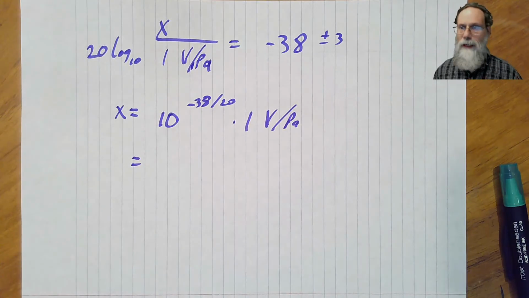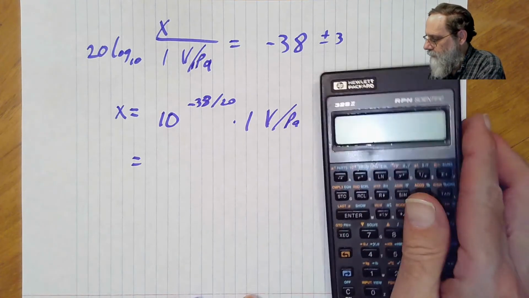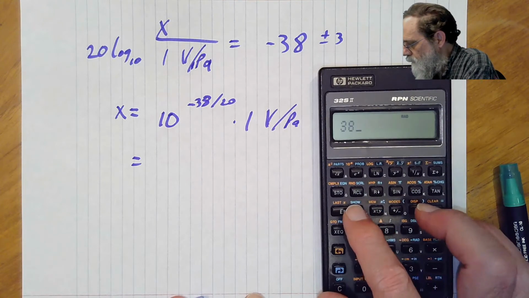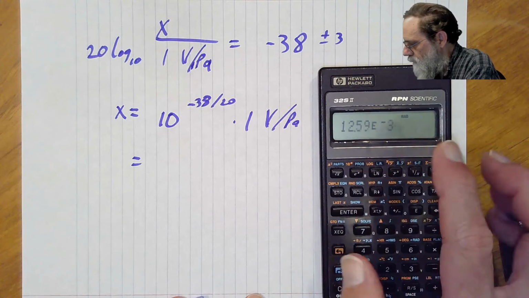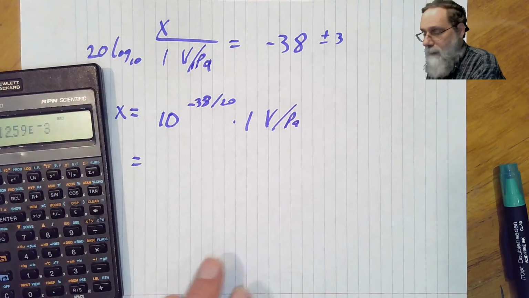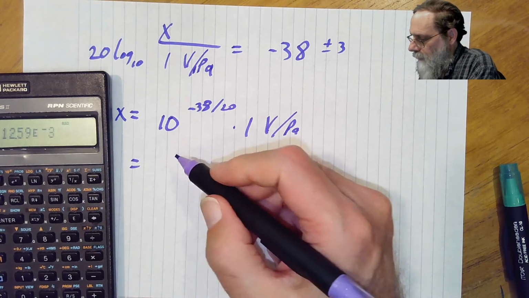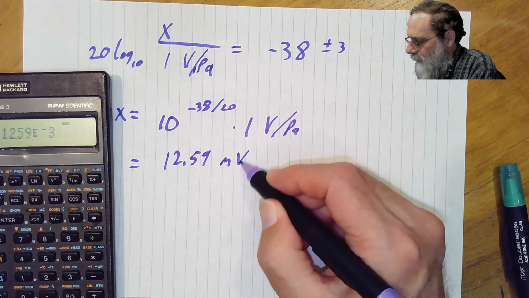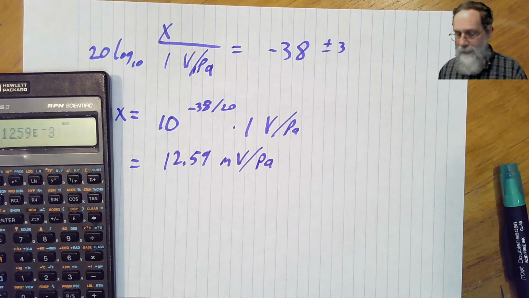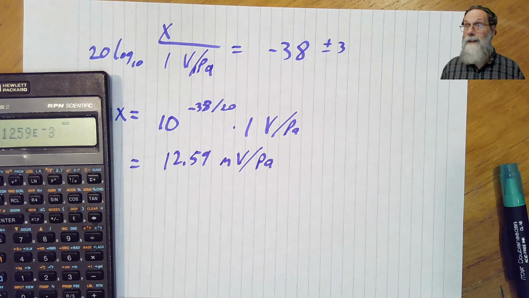And if I get out my calculator now, I get that is 12.59 millivolts per Pascal. That sounds great. We're done, right? We want millivolts per Pascal, but wait a second. I was looking for current output from this microphone. Millivolts isn't current, that's voltage.